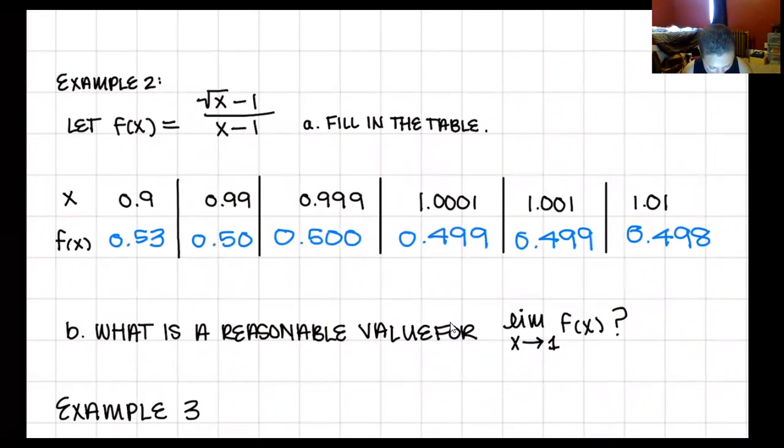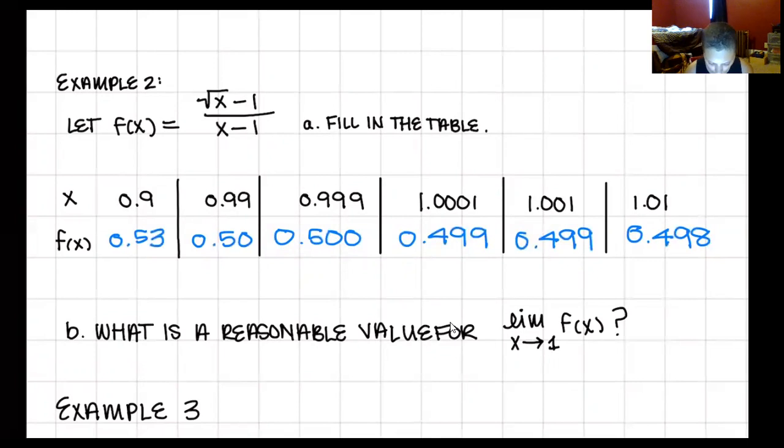So when I plug in, yes, we're just going to fill in this table. So when I plug in 0.9, my f of x is 0.53. When I plug in 0.99, my f of x is just 0.50. When I plug in 0.999, my f of x is 0.500.